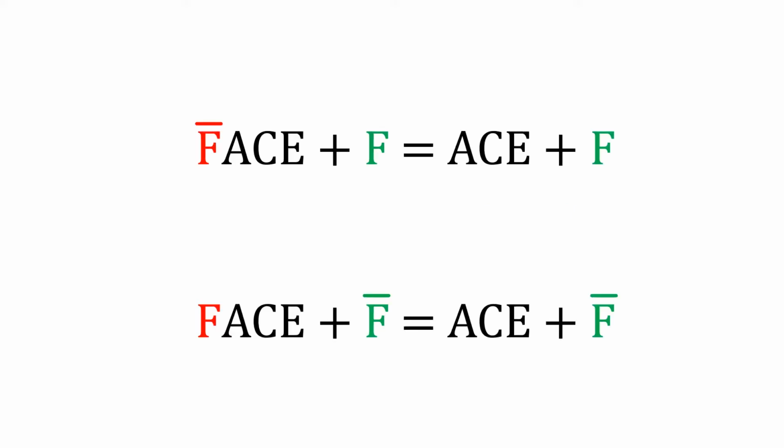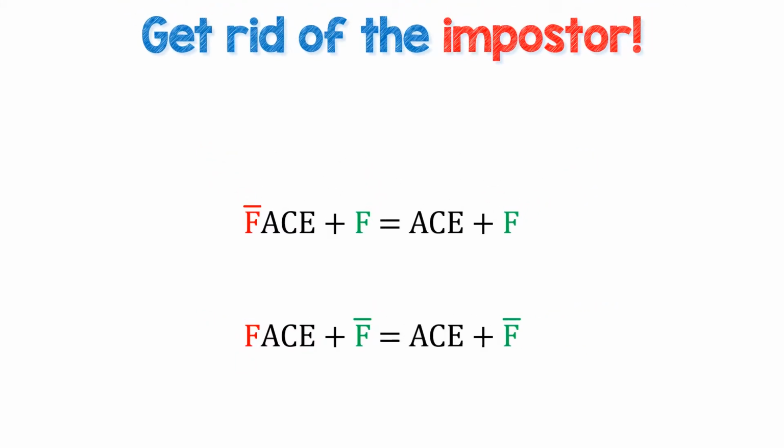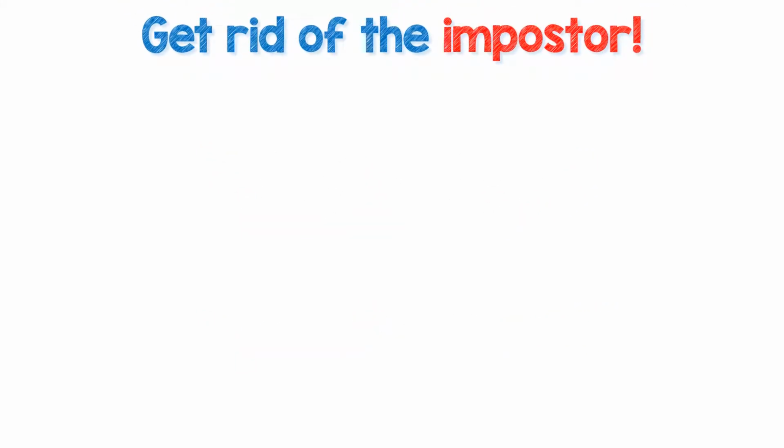Next we have not F, A, C, E or F. Well, the not F is the complement of the single variable, so this becomes A and C and E or F. And at the bottom, F, A, C, E or not F. The not F was happy on its own, so the F is the imposter and needs to be got rid of. So always get rid of the imposter.